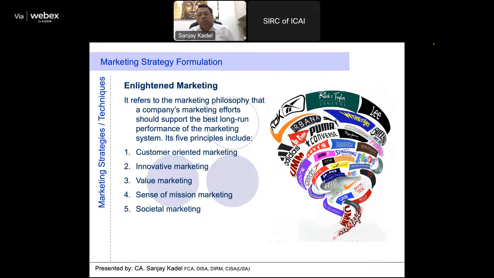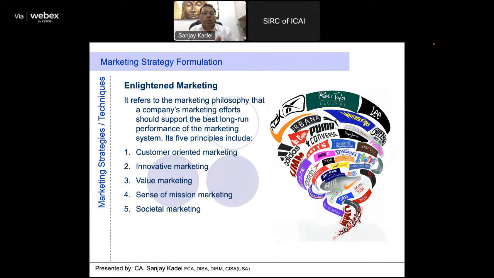First principle, it should be customer oriented marketing. It means the customer should be the center of your marketing campaign. Second, it should be innovative marketing. Third, it should offer some value in the marketing. Then fourth, sense of mission marketing. What is the meaning of sense of mission? The concept of sense of mission means to keep the focus on the result, keep the focus on the purpose. If you are not achieving your purpose by doing the marketing, that means you have lost the sense of mission. So you have to focus on the purpose for which you're doing marketing. That is called sense of mission marketing.